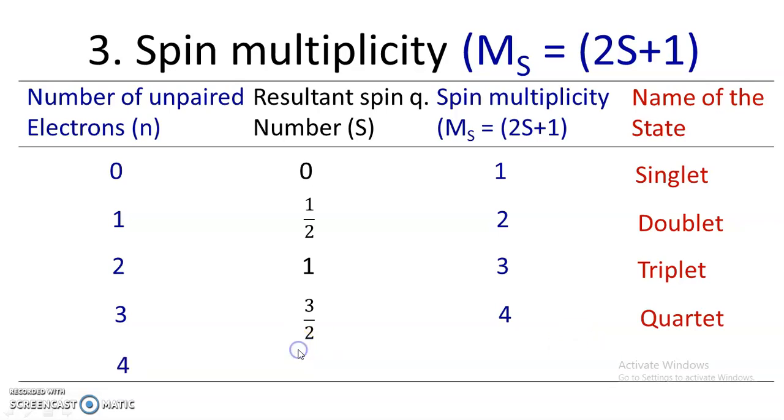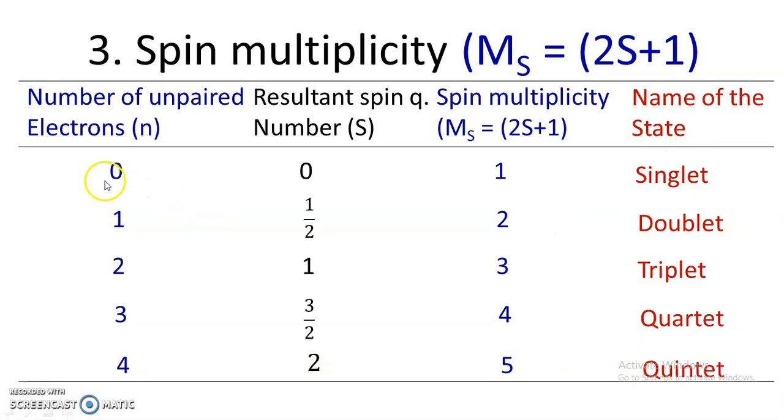And if there are 4 unpaired electrons, then for the resultant spin quantum number we add the half values like this: half plus half plus half plus half, that is equal to 2. So this is the resultant spin quantum number. The value of S here is 2, so 2 twos are 4, plus 1 is 5. So the spin multiplicity is 5, and the name of this state is quintet.